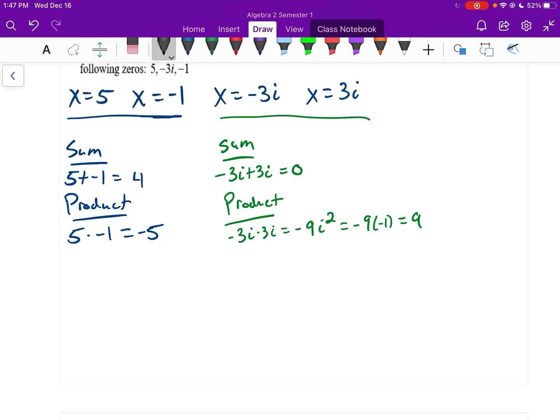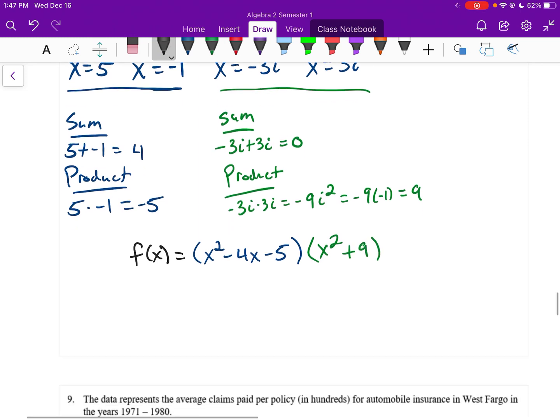So writing this function then, f of x is equal to, and again, x squared minus the sum, and I'm dealing with my real roots, so minus 4x plus the product, which would be minus 5. Okay, so that's the quadratic that I would get from those 2 real zeros. For the imaginary zeros, x squared minus the sum, which was 0, so I'm not even going to worry about writing that 0, plus the product, so plus 9.